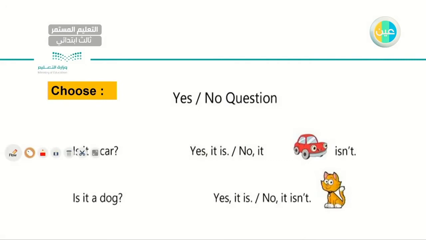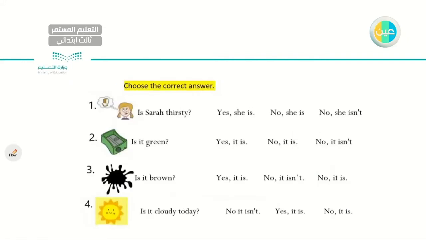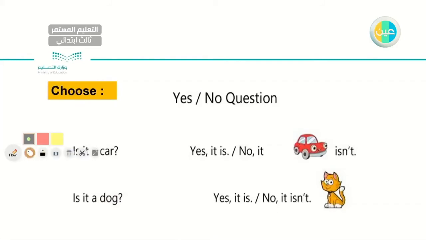This is the next one. Choose. Yes, no questions. Let's start with the first one. Is it a car? I have a picture. I have two options. Yes, it is, or no, it isn't. What do you think? Does it look like a car? The answer is yes, it is.